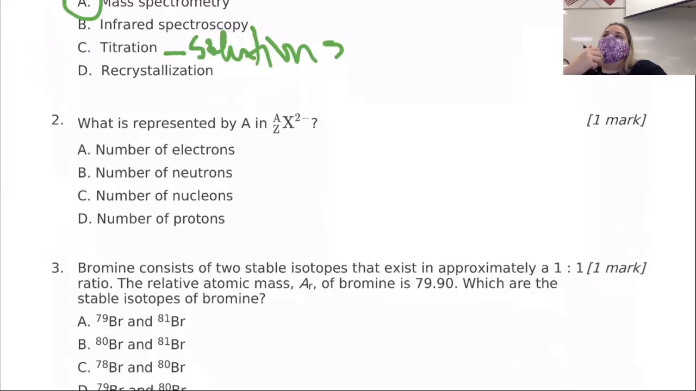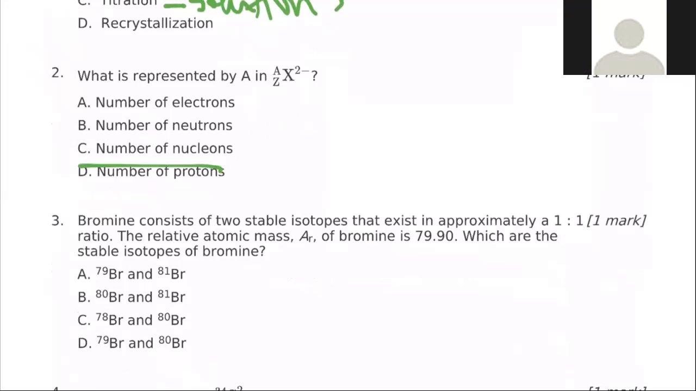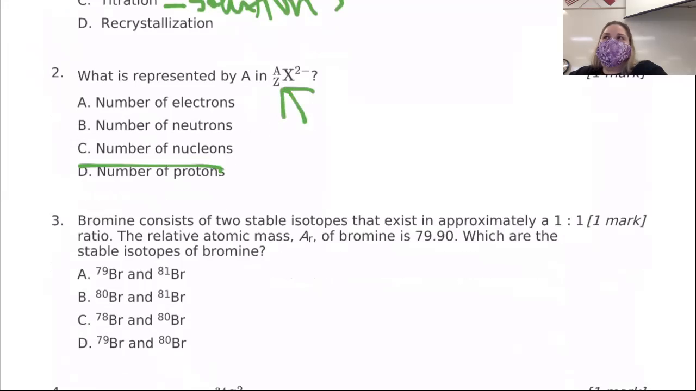So this is another vocab type question. Which one is it? Which one is not A? Let's see if we can eliminate some answers if we don't know the exact answer. The proton. It's not protons, because protons, that's Z. Z is the atomic number. That's the proton. So it's not D.